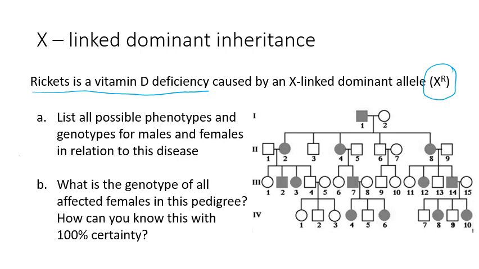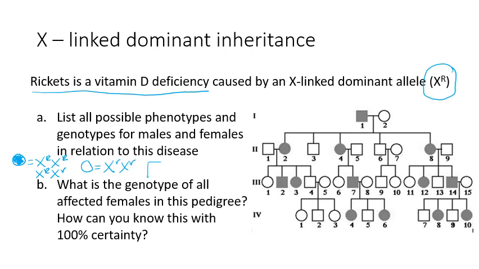we can have affected females, so the circles that are coloured in, and if they're affected, they could have X capital R, X capital R, or they could be X capital R, X little r, and be heterozygous. We can have unaffected females. If they're unaffected, they won't be coloured in, and they would have X lowercase r, X lowercase r.